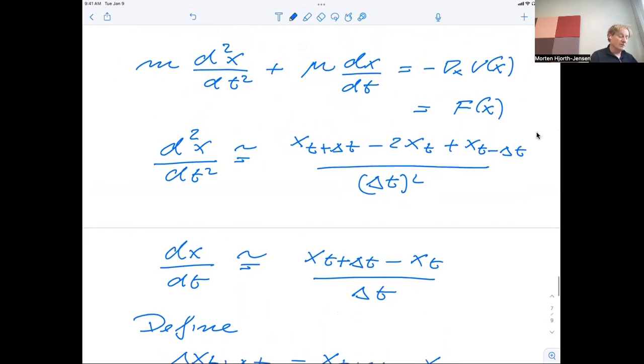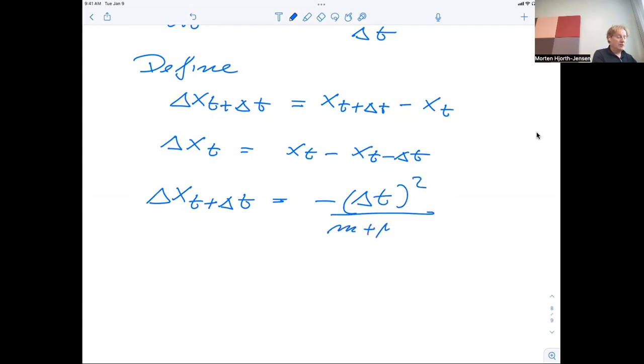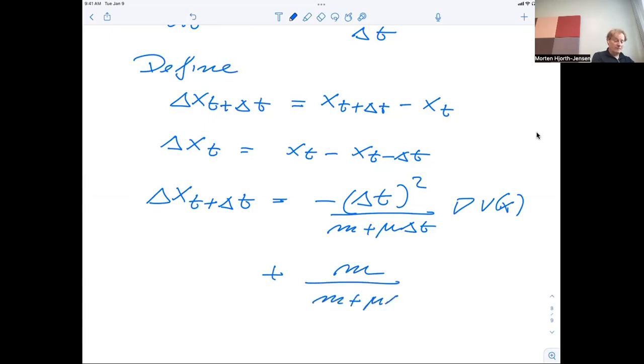So when we now just collect the terms and rewrite everything in terms of this delta x of t plus delta t and delta x of t, what we are going to get then is x of t plus delta t is equal to minus delta t squared divided by m plus mu of delta t, and then we have the derivative of the potential, which we are going to replace with a gradient later, plus m divided by m plus mu of delta t times delta x of t. So this is just a reshuffling of the equations which we had.